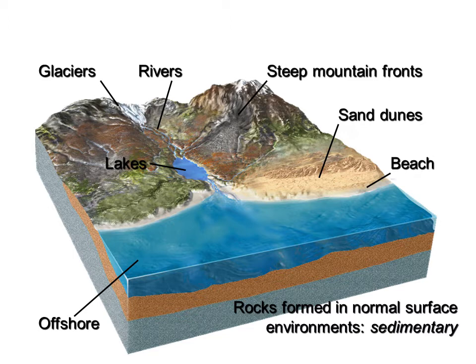Sedimentary rocks. So this is our first rock family, sedimentary. It's made up of sediments or pieces of other rocks. So pieces of sand, little pebbles, pieces of shell, pieces of clay, and so on.